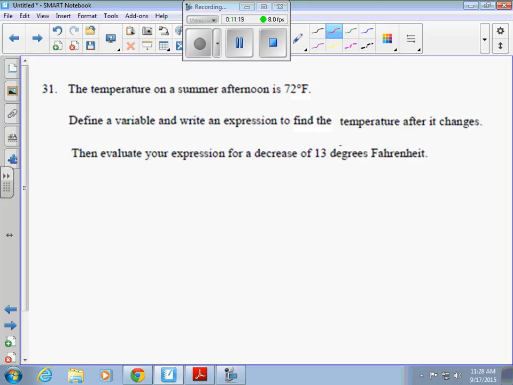Number 31 says the temperature on a summer afternoon is 72 degrees Fahrenheit. Define a variable and write an expression to find the temperature after it changes. Then evaluate your expression for a decrease of 13 degrees Fahrenheit. Now it says after it changes. It doesn't say it's going to go up or down. So we'll say 72 degrees plus X. And if it changes, if it goes down, we can add a negative value, which is what we're going to do based on this. It says then evaluate it for a decrease of 13.